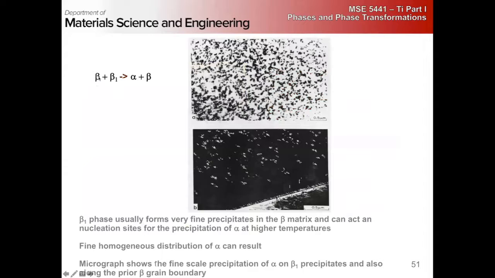So we form the beta plus beta prime, and then we can nucleate, again, alpha heterogeneously at the beta prime, right? So we can get a very fine homogeneous dispersion of alpha, right? And we can nucleate the alpha at higher temperatures or lower undercoolings below the beta solvus when we have the beta prime phase.